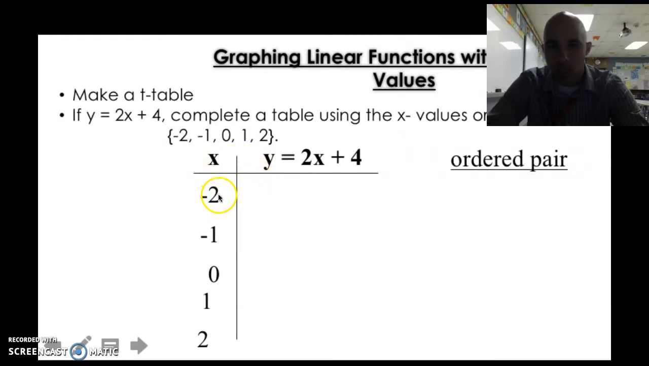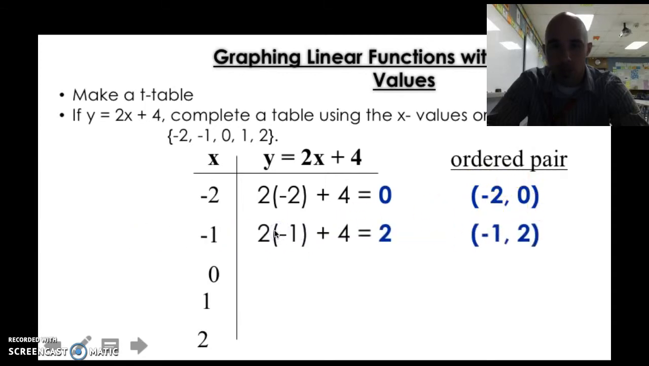So let's take that -2 and substitute it into x. 2 times -2 is -4, plus 4 equals 0. So when you input -2, your output is 0. That's going to be your ordered pair. This is what you're going to graph on the x and y graph. At -1, 2 times -1 equals -2, plus 4 equals 2. Your input, your output, your x, your y.